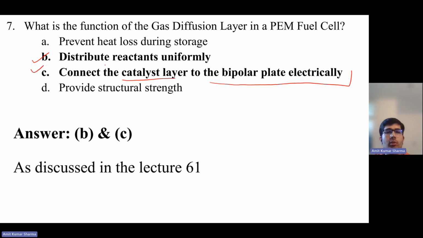Prevent heat loss during storage. So no, because we are not storing anything. We want this layer for the proper electrochemical reaction in the fuel cell. So option A is wrong. Provide structural strength. No, it's not for structural strength. It is basically to distribute reactants and to connect the catalyst layer to the bipolar plate. Option D is also wrong. So correct answers are B and C.